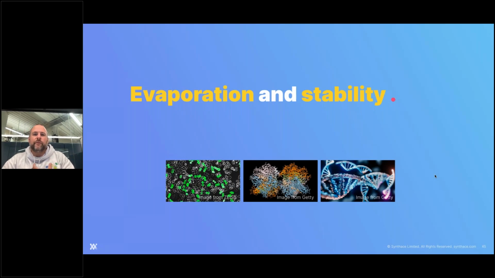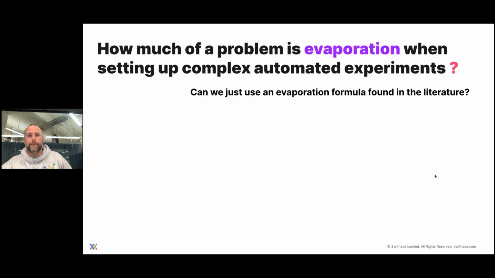Over the years, we've run quite a few complex multivariate experiments using automation at Synthace, and we've always been curious to the extent that evaporation may make our solute concentrations in the wells differ from what's expected. So here we turn our attention to studying evaporation during automated experiments. At first, we wondered if we could use the literature formula for evaporation to see what extent evaporation might occur during an experiment.